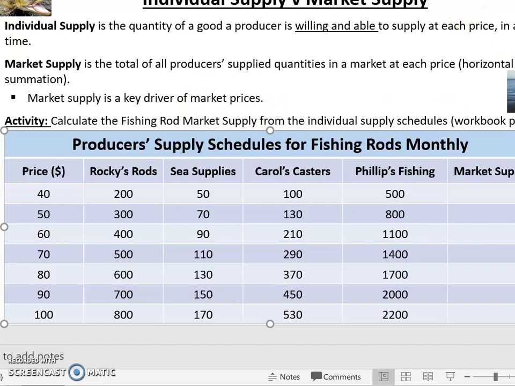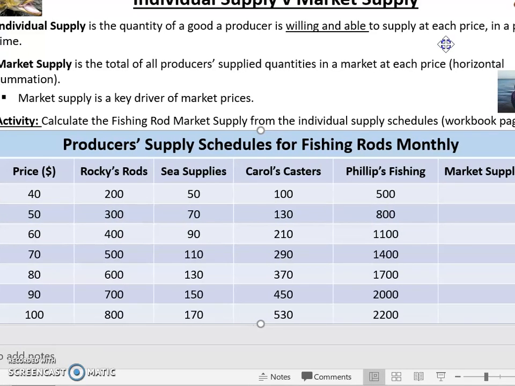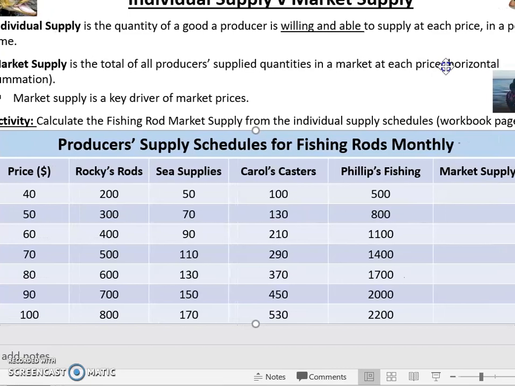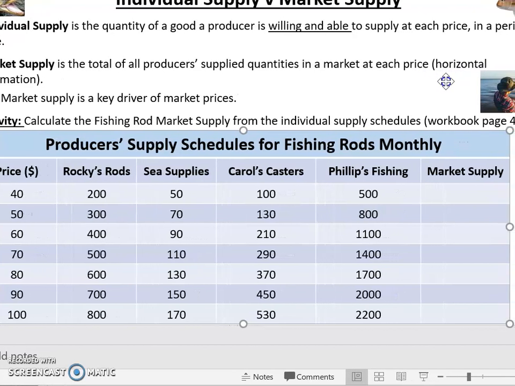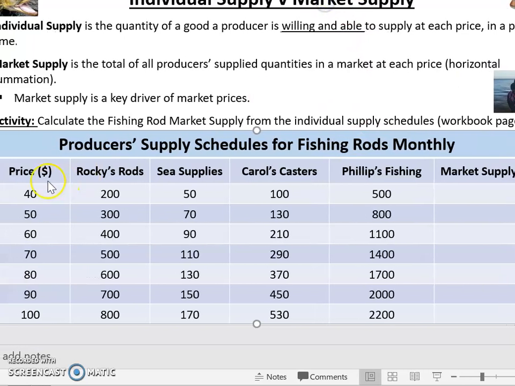Key point is that market supply is a driver of market prices. All right, so an activity following this is to calculate the fishing rod market supply from all the individual supply curves found on work page 40. There's actually no number for this activity, hence why I haven't numbered it, but it's on work page 40. Gentlemen, if you could please undertake this activity, a handy hint is totaling together all of these different individual supplies at each price level. I'm going to ask that you submit your market supply values to me through the GrammarNet doWork function.